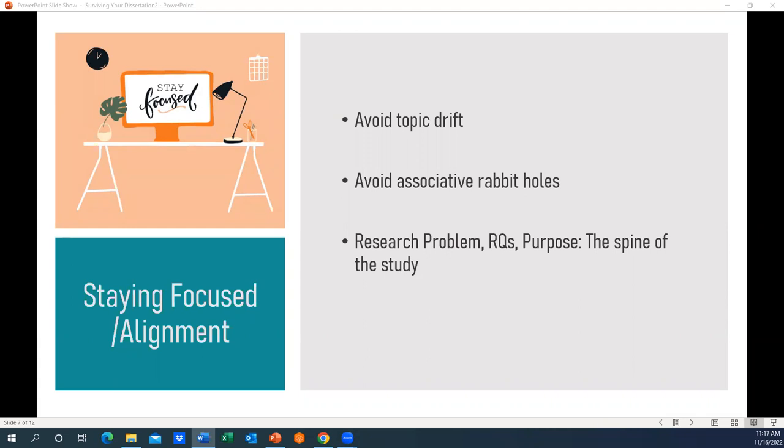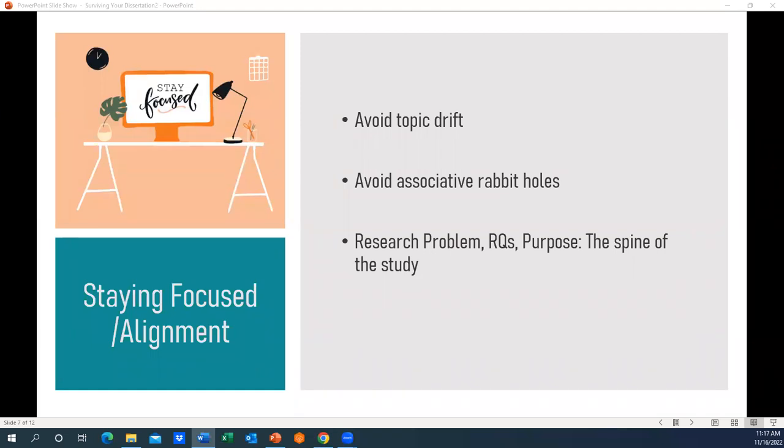Topic drift, sometimes what I call associative rabbit holes. There's a lot of little rabbit holes you can go down because a lot of these ideas and topics are complex, right? So it looks like something is related to your topic, and it might be, but is it related to what you're studying? That's the question you want to keep in front of you all the time. It's easy to go down these little side tracks, and the next thing you know, you're over here somewhere and you don't know how you got here and how do I get back.